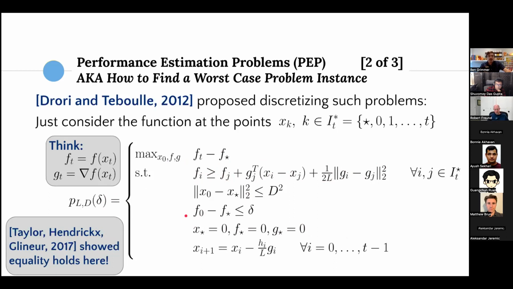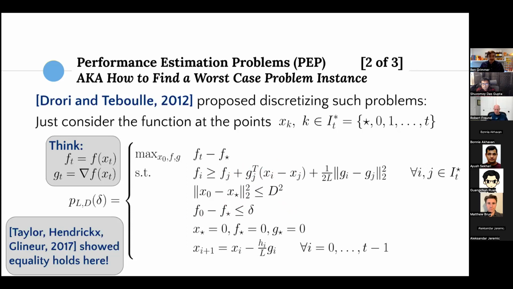Now, this problem is still hard to solve. As written here, this is a non-convex optimization problem. Everything in here is quadratic, so that's good news. But we have this product here between g and x, and products between variables quickly make things non-convex. So this is a non-convex constrained quadratic program.